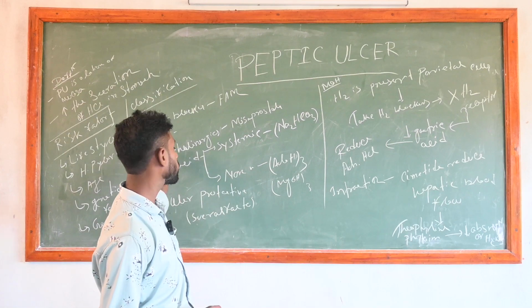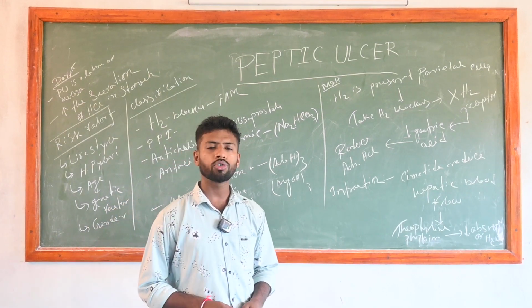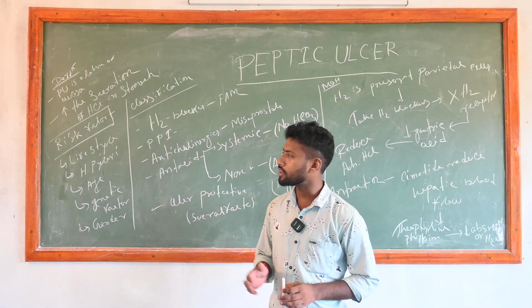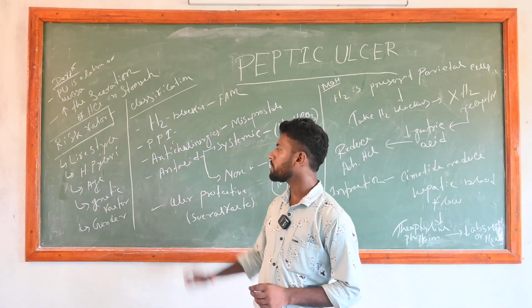Now the second class is the proton pump inhibitors. What are proton pump inhibitors? Omeprazole and Pantoprazole are the main examples of proton pump inhibitors.